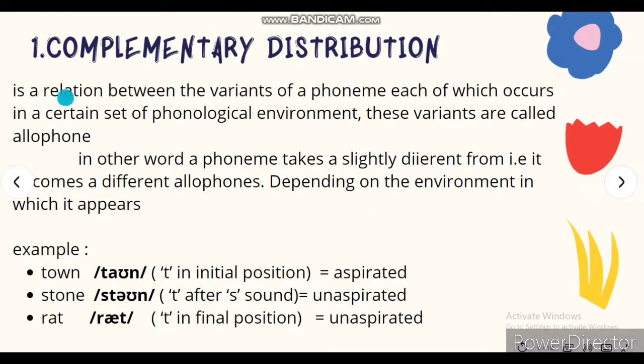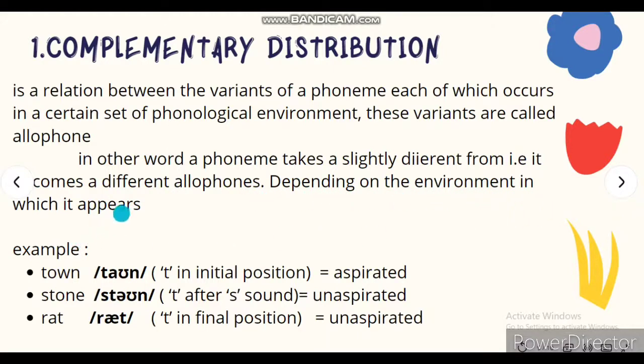The last one we have is complementary distribution. What is complementary distribution? Complementary distribution is a relation between the variants of a phoneme, each of which occurs in a certain set of phonological environments. These variants are called allophones. In other words, a phoneme takes a slightly different form, for example, it becomes different allophones, depending on the environment in which it appears.